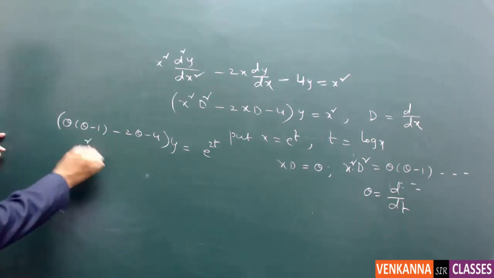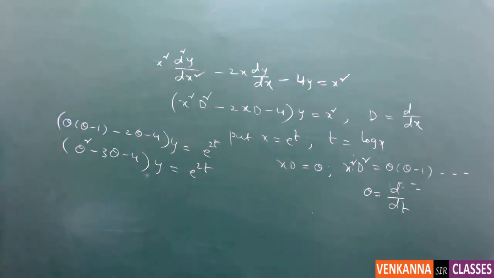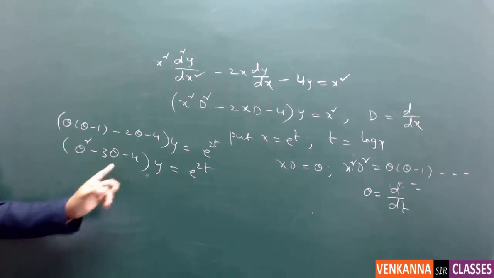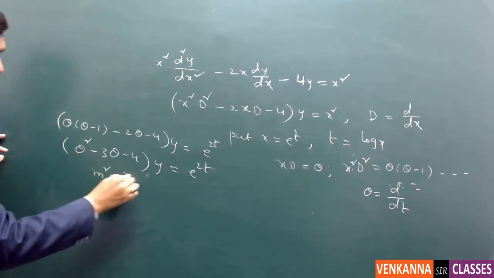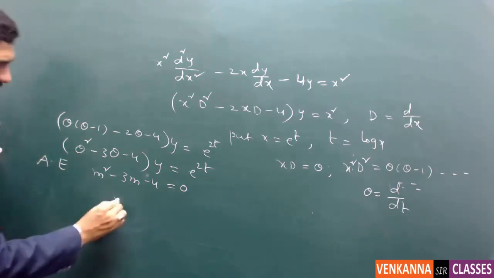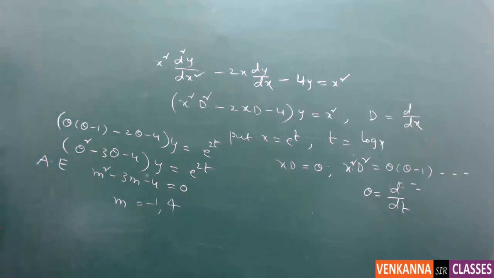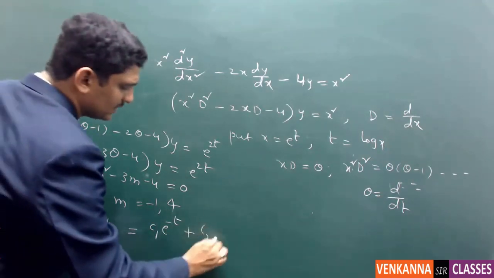And if you simplify this form, theta square minus 3 theta minus 4 of y is equal to e power 2t. Any questions here? So can you find the complementary function yc here? Right. So finding the roots is as usual. We mentioned that m square minus 3m minus 4 equal to 0 is the auxiliary equation. So m equals to minus 1 comma 4. Hence the corresponding yc is given by c1 e power minus t plus c2 e power 4t.